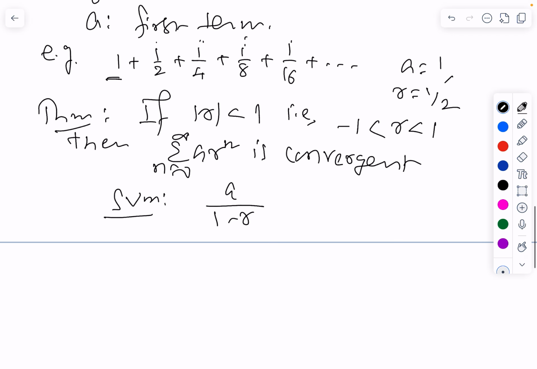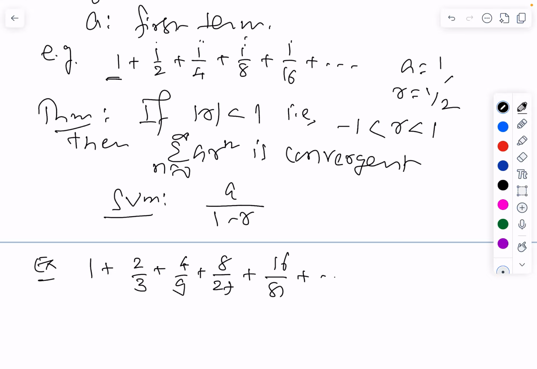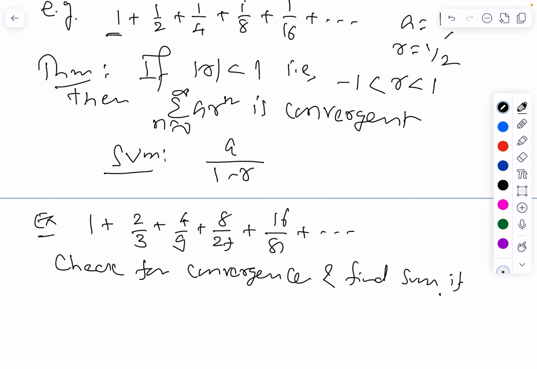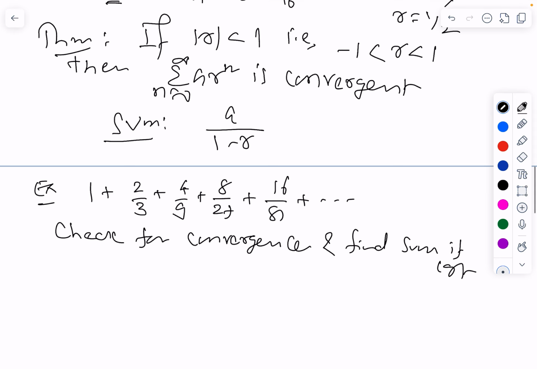So let us have one example like 1 plus 2 by 3 plus 4 by 9 plus 8 by 27 plus 16 by 81, and so on. Check for convergence, and if it is convergent, then find the sum. That is the question. Like check for convergence and find sum if convergent.